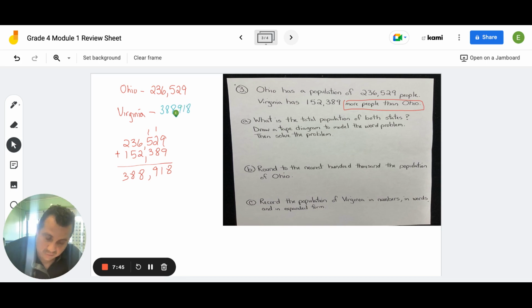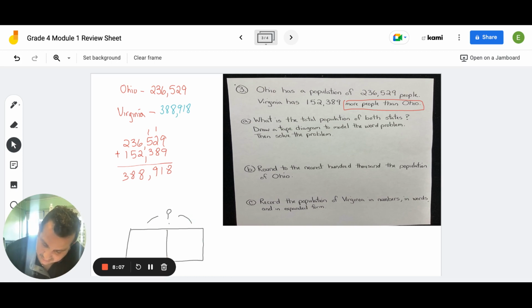388,918, that's the total for Virginia. So now we want to know, what is the total population of both states? Use a tape diagram to solve. Well, the total population of both states. Here's my tape diagram. I'm trying to find both states.